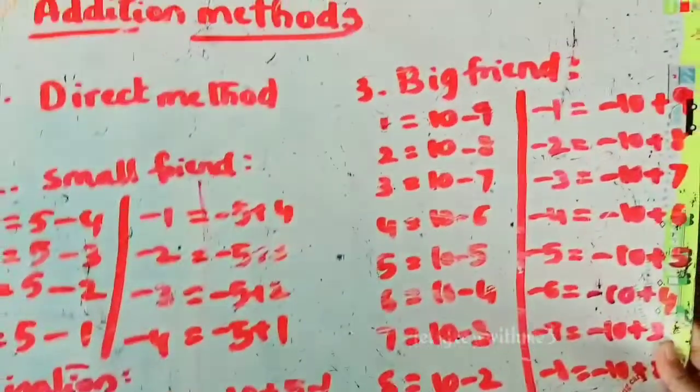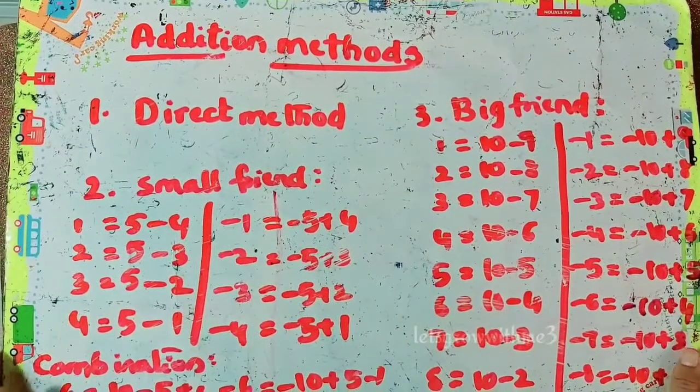Now we understand how to set the values. If you didn't get anything, just watch the video again and again.